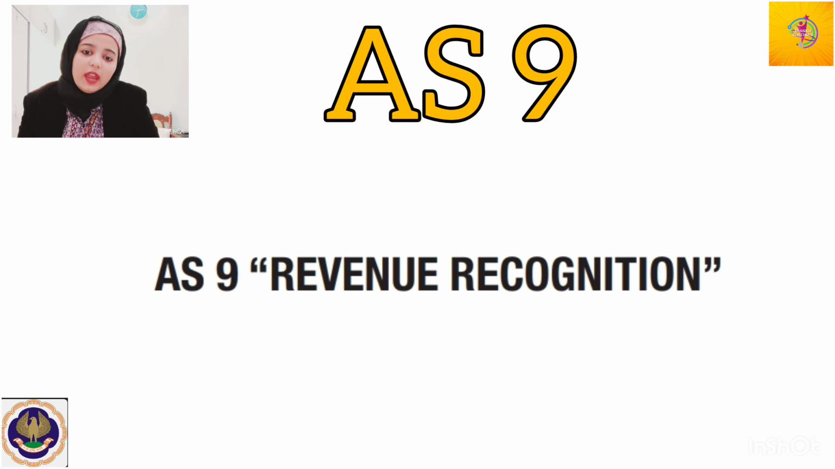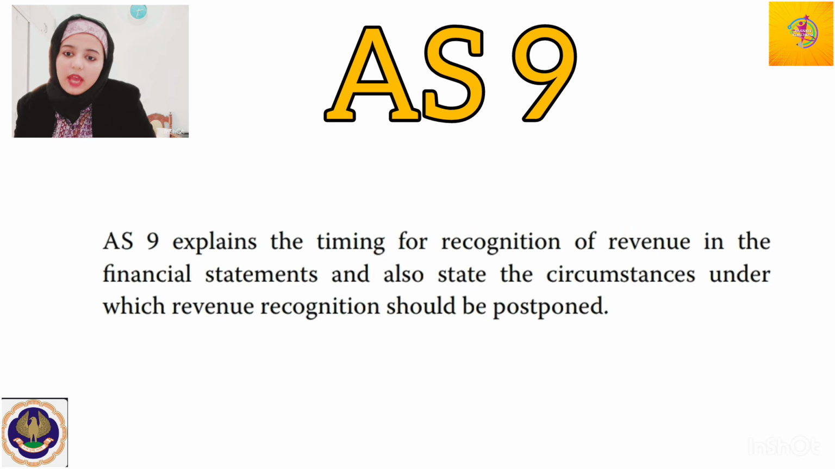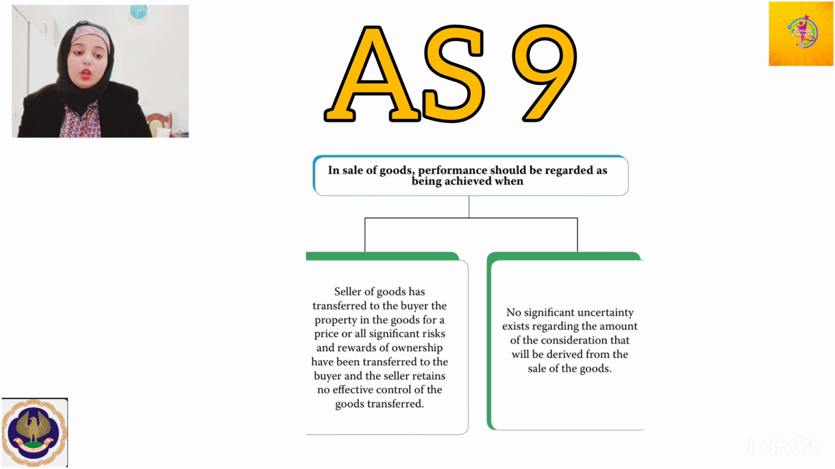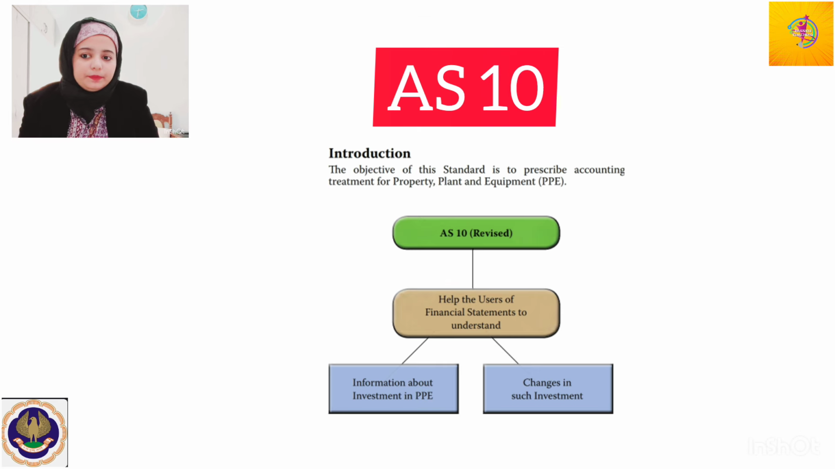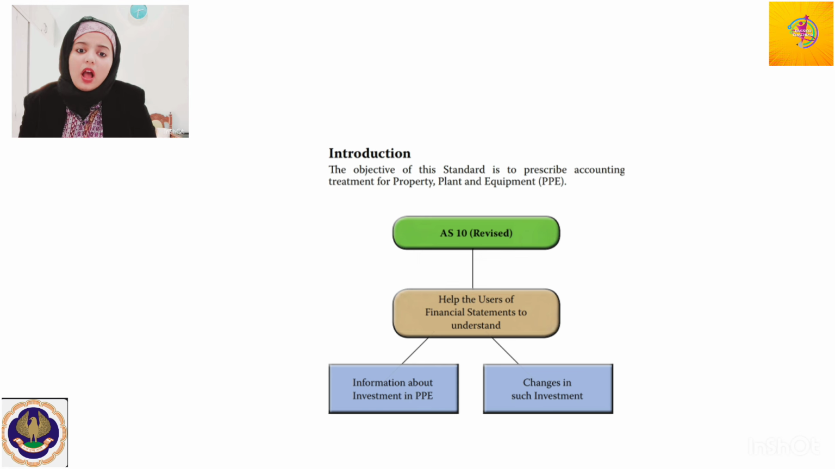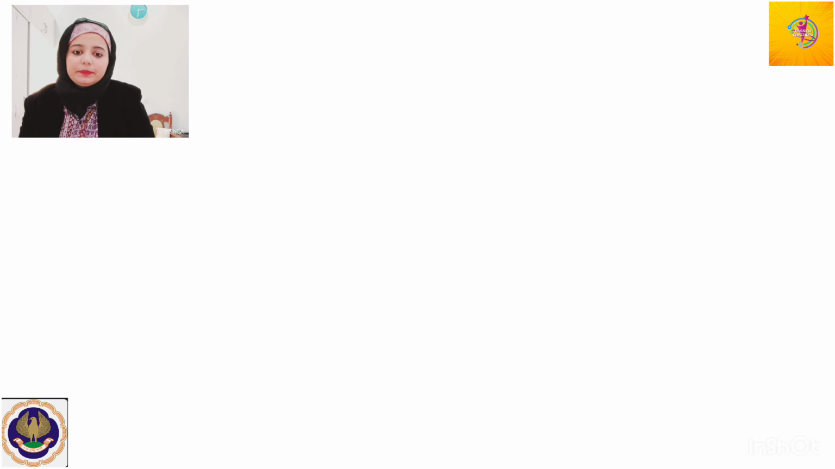Now talk about Accounting Standard 9, Revenue Recognition. AS9 explains when and how revenue should be recognized. For instance, a company must recognize revenue when the risks and rewards of ownership are transferred, not when the payment is received. Now AS10, Accounting for Fixed Assets. This standard guides how businesses should account for their fixed assets like land, buildings, machinery and equipment, ensuring that these are reported correctly in the balance sheet.